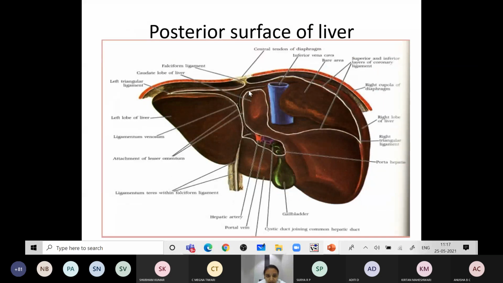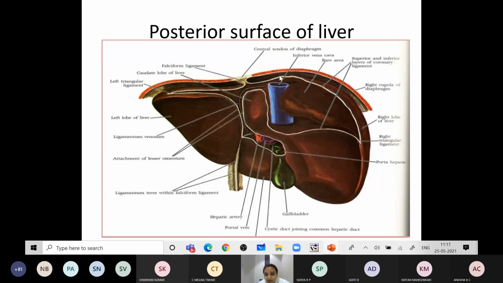This is the left triangular ligament, with the anterior layer and the posterior layer. There is no coronary ligament on the left side. On the right side, there is a coronary ligament. In between this, there is a bare area. It comes directly in contact with the diaphragm.